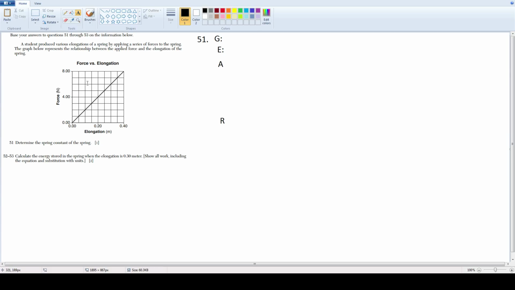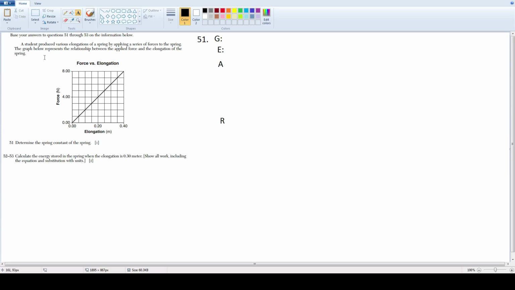This problem is actually a two-part problem. Well, it says it's 3 questions, but really part 2, which is questions 52 and 53, is really one part together. So it will be 2 separate videos, one for question 51 and another one for questions 52 and 53.